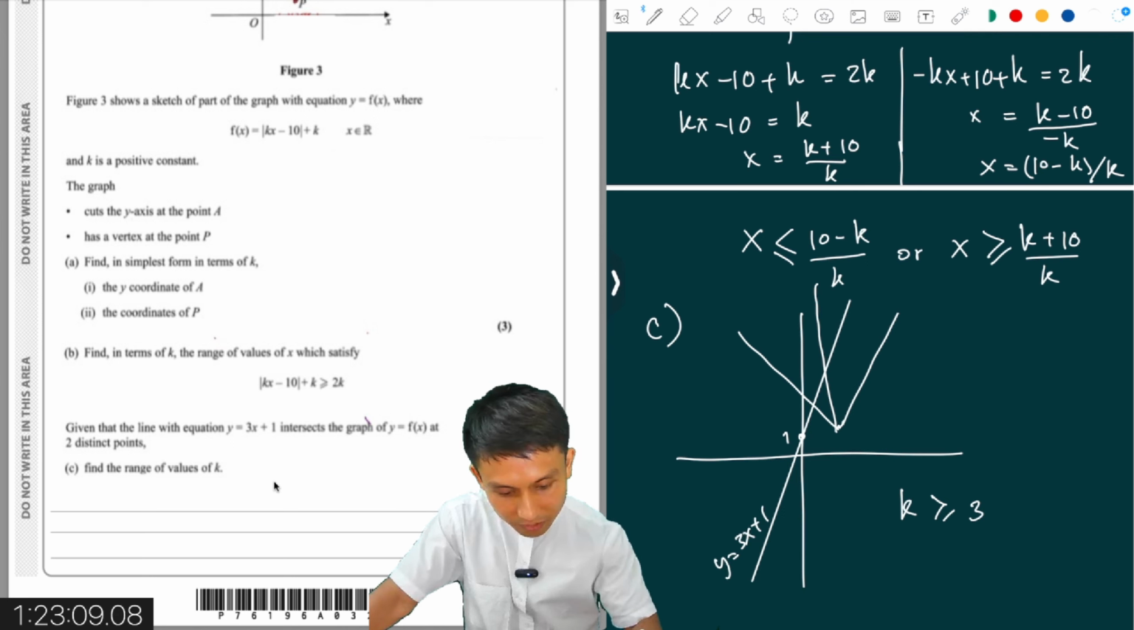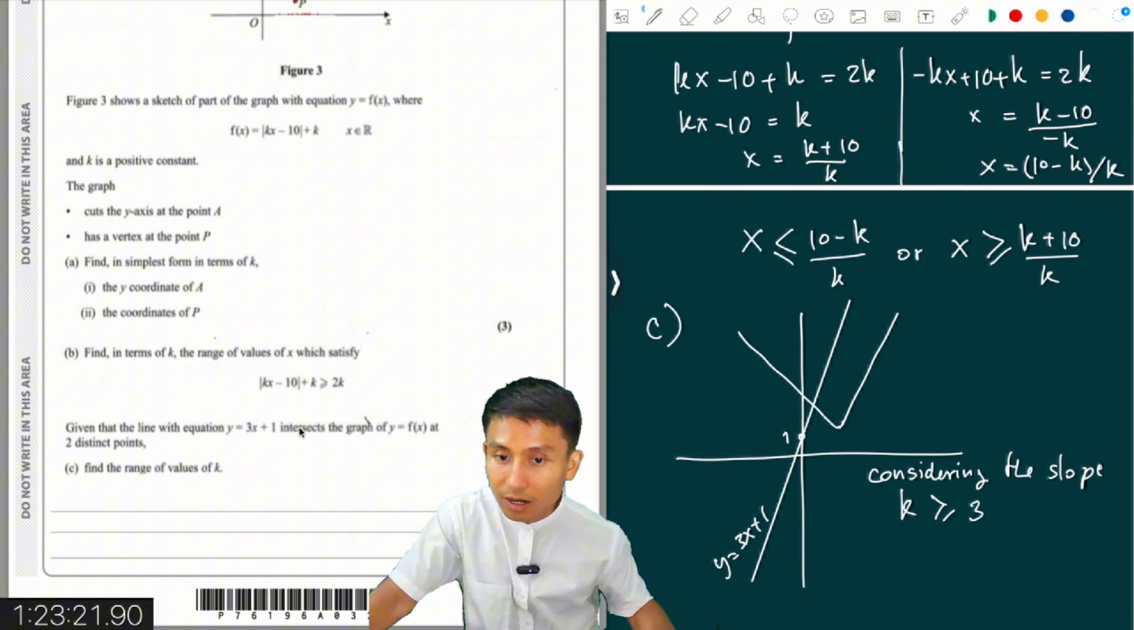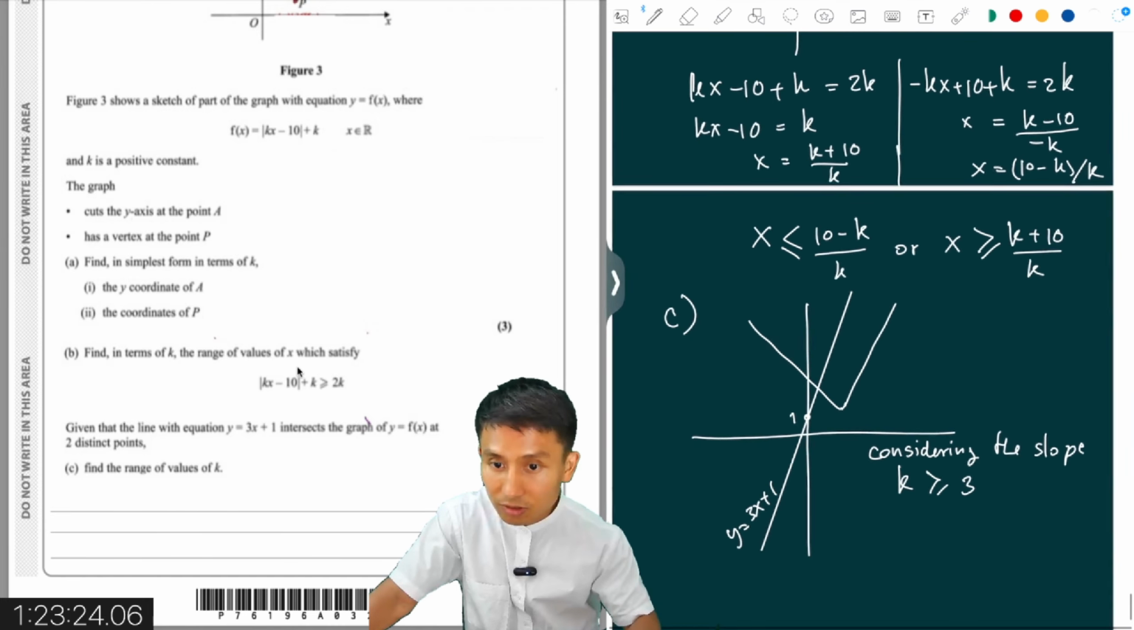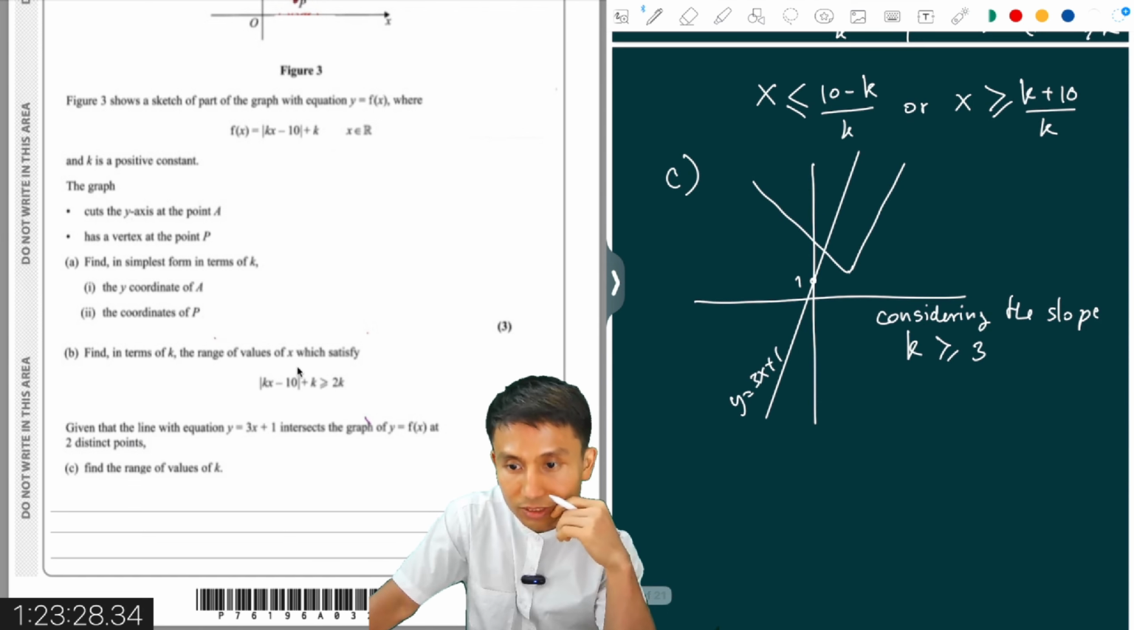What is the upper bound? So if we have a look... that's fine, there's no upper bound here, but this is just by considering the slope. Now, two distinct points. Interesting.